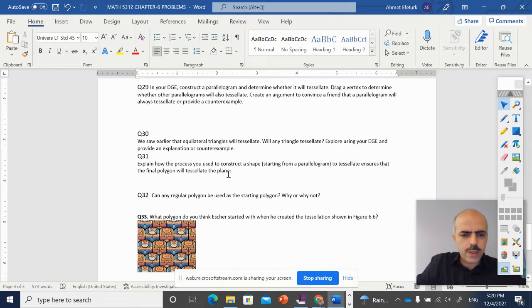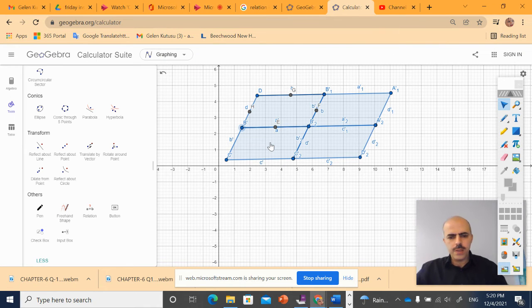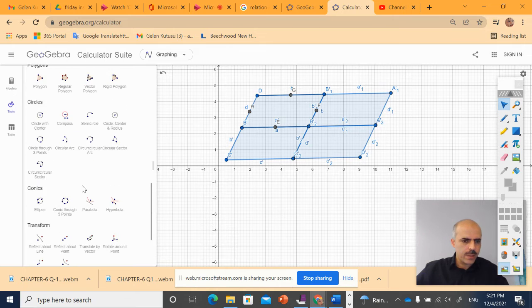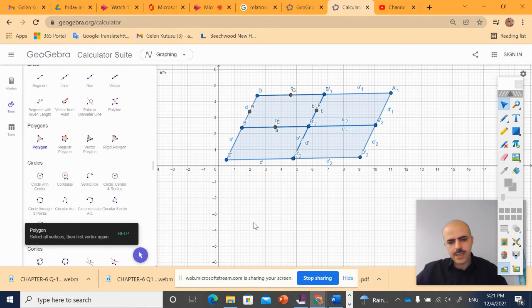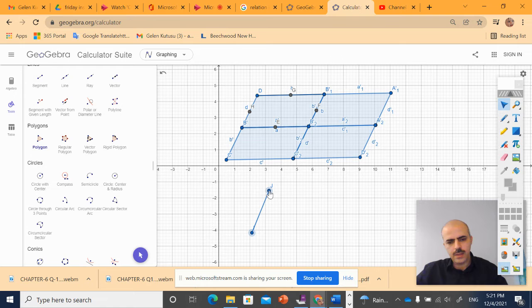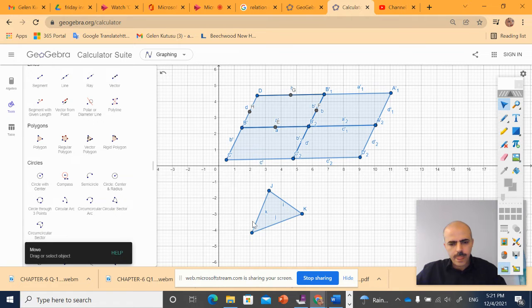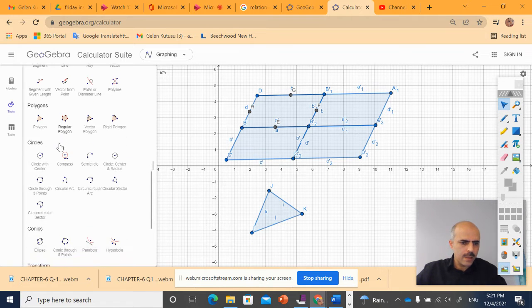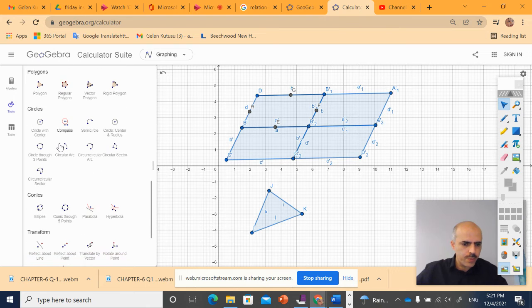We saw earlier that the equilateral triangle will tessellate. Will any triangle tessellate or not? Yes, I believe any triangle will tessellate because, very shortly speaking, or let's draw one triangle first of all. For example, I just want to draw any random triangle like this and like this. This is my triangle. Now actually for this triangle, if I try to make one thing, I want to go for the proof actually.